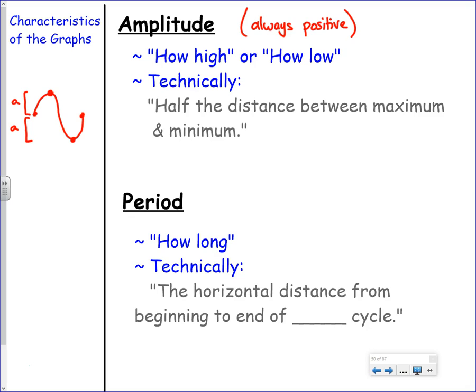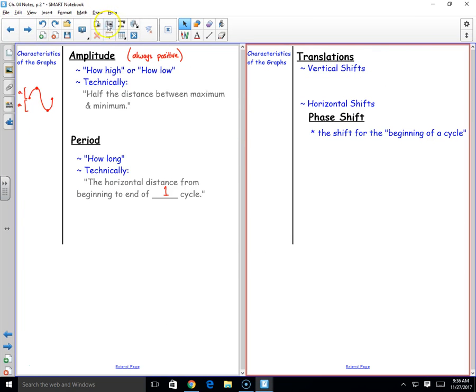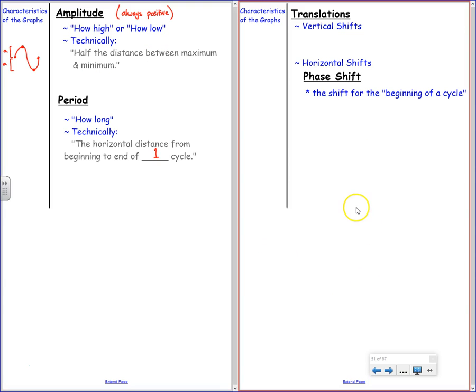Keep going. Period, how long or how far? The horizontal distance from the beginning to end of one cycle. I think we kind of wrote that. We didn't give all the words. If you want the words, there they are. Amplitude, always positive, half the distance from the very top to the very bottom. That's more like a physics way of talking about it. It's got shifted somehow.